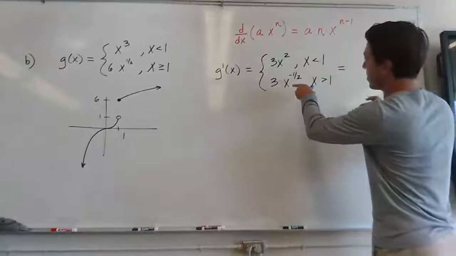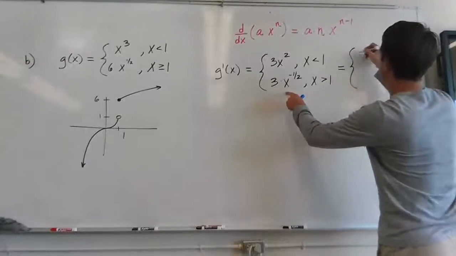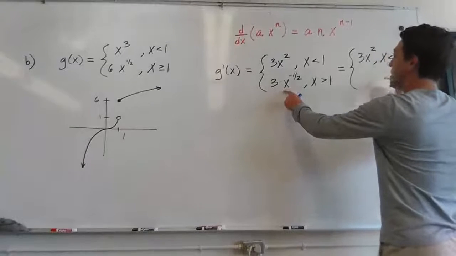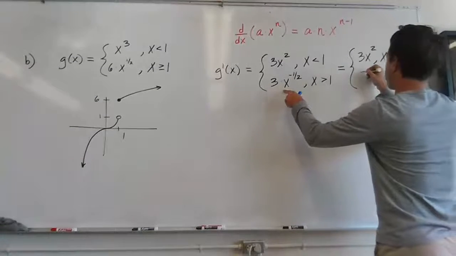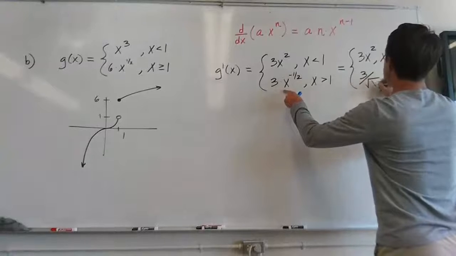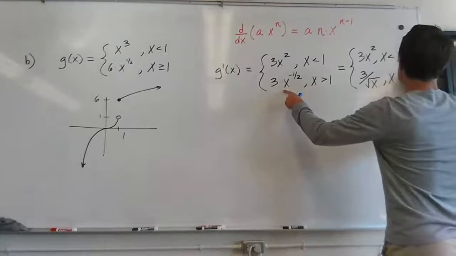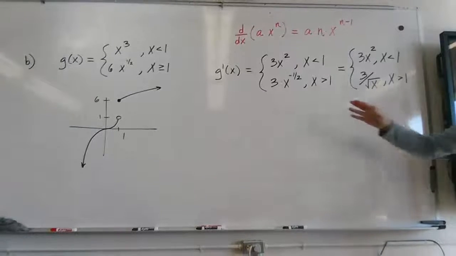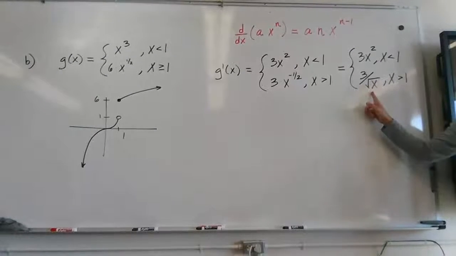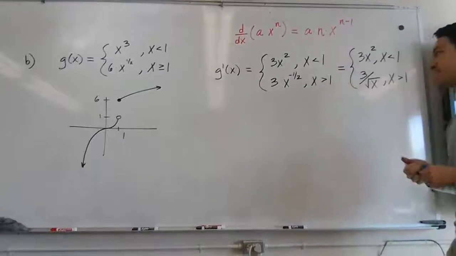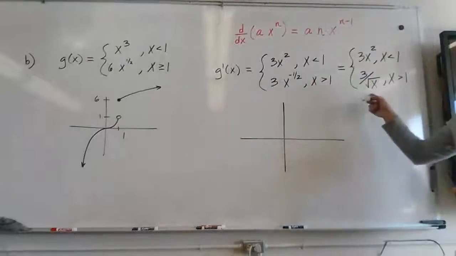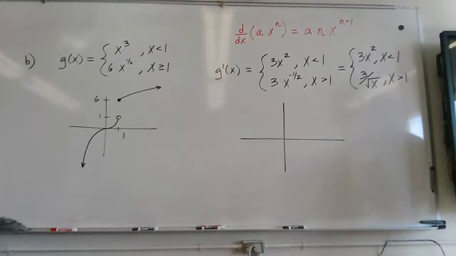Now this here, you're probably going to want to write this as 3 over root x. I don't know if you agree with me here, but I think this is a lot easier to look at and just kind of get the end behavior and stuff just by looking at it than this. But they're both equivalent. You just got to know that they're equivalent.